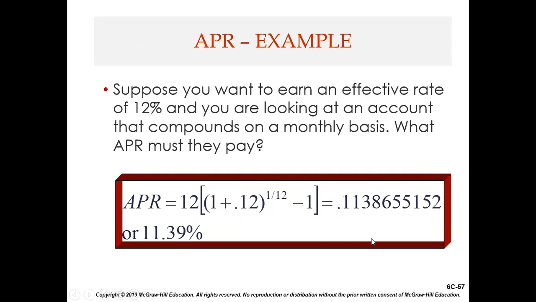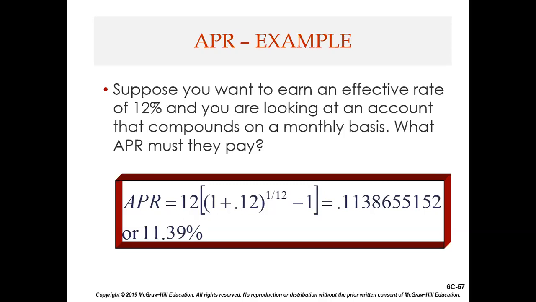So suppose you want to earn an effective rate of 12% and are looking at an account that compounds on a monthly basis. What do you want the annual percentage rate to be? Well, take 12 times 1 plus the interest rate to the 1/12th power. So 1 divided by 12 would be 0.0833. So 1 plus 0.12 to the 0.083333 power. Now subtract 1. And then multiply that result by 12.